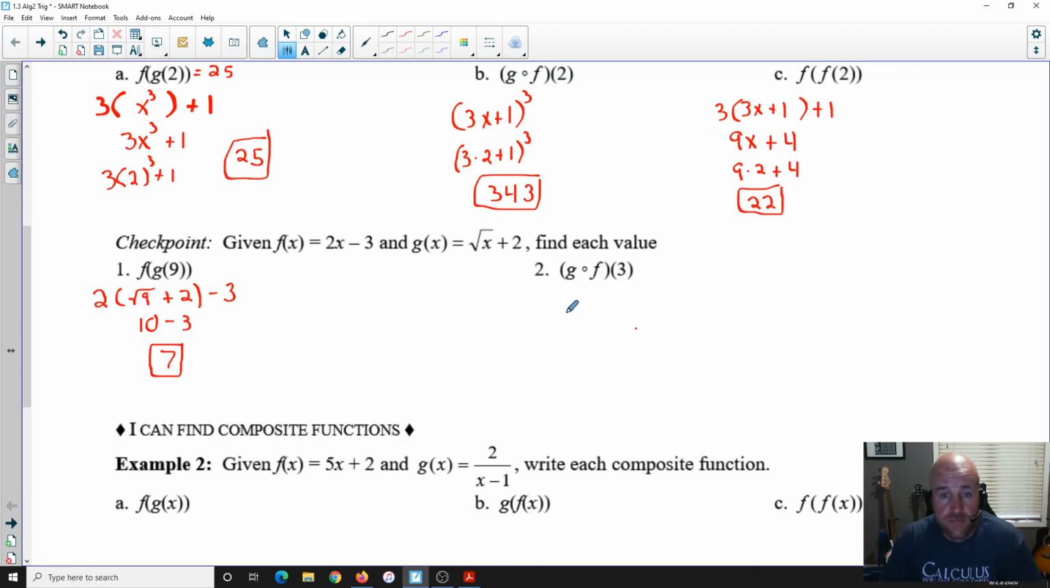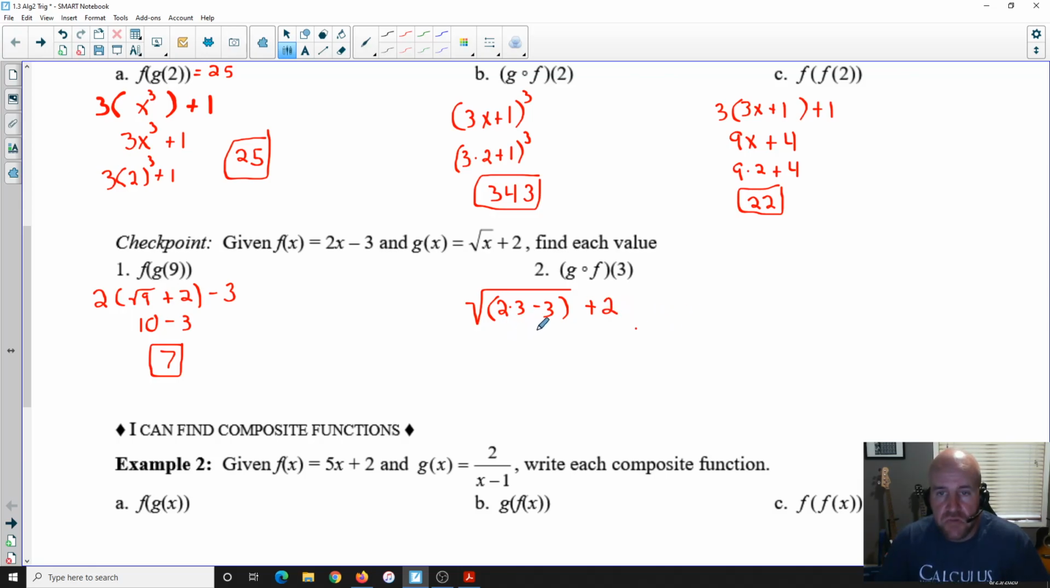And then the next one, g of f of 3. So g is written first, so we have the square root of x. So remember, I'm making it a little bit bigger because I have to put our x is now f. So 2 times x minus 3. And if we look up here, this is our x value, 3. And then we have to put this plus 2 at the very end.